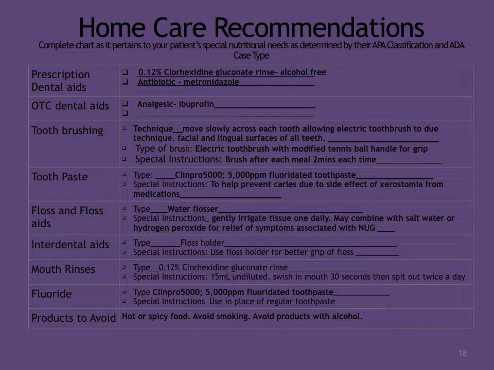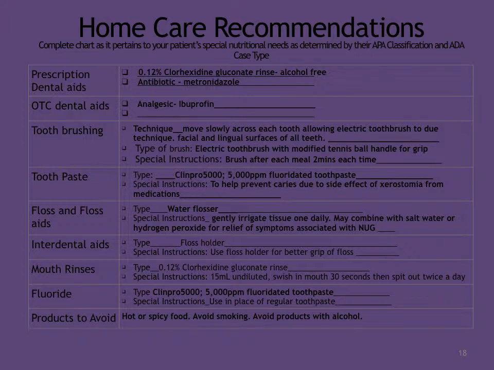Toothpaste type is ClinPro 5000. Special instructions: it helps prevent caries due to the side effects of xerostomia from medications. Floss and floss aids type, water flosser. Special instruction, gently irrigate tissue once daily. May combine with salt water or hydrogen peroxide for relief of symptoms associated with NUG. Interdental aids type, floss holder. Special instructions, use floss holder for better grip of floss due to cerebral palsy.